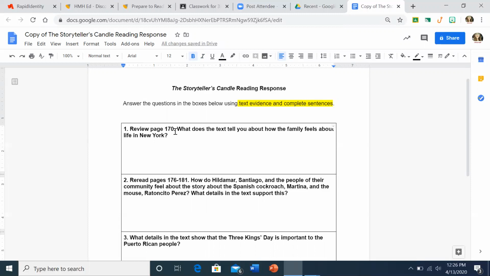Number 1 says review page 170. What does the text tell you about how the family feels about life in New York? Okay, so when you're answering this one, you would write, "The family feels blank about life in New York because..." cannot type, that's a complete sentence, okay?